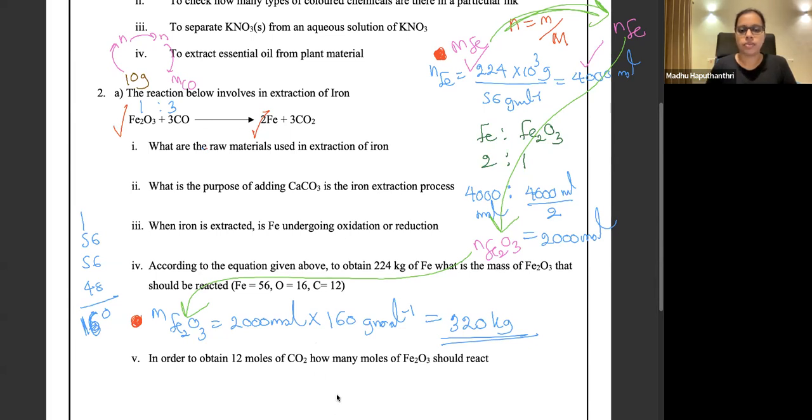Right. Fifth one. Miss, from where do we get this 160? Oh, that I got from the relative atomic masses. Fe 56, oxygen 16. So then this is the molar mass of Fe2O3. See, grams per mole. Fine. That is the molar mass of Fe2O3. Right. Moving to the fifth one.